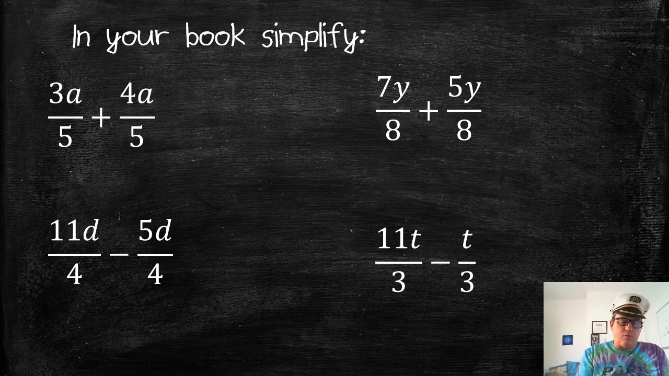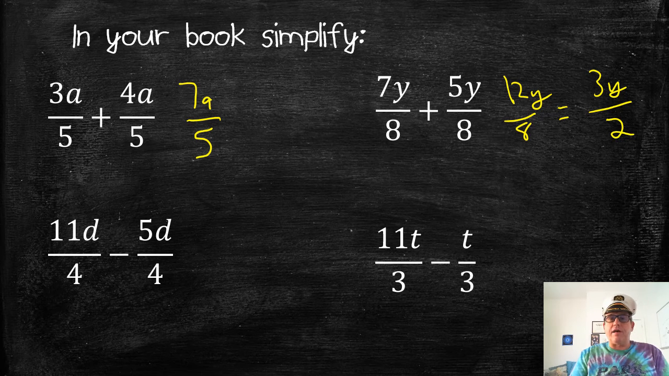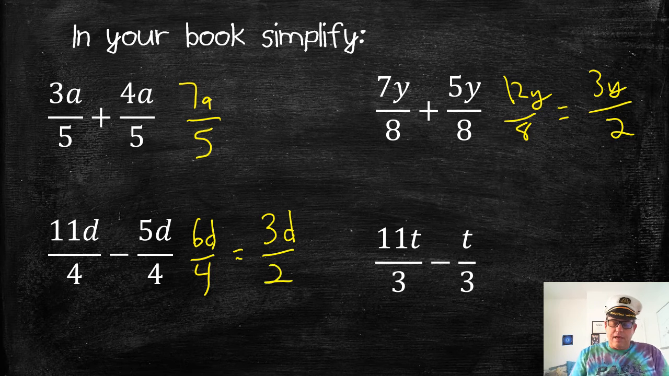3a plus 4a is 7a over 5. 7y plus 5y is 12y over 8. They can both be divided by 4, which leaves me with 3y over 2. Again, you have to simplify for full marks. 11d minus 5d is 6d over 4. I can divide both top and bottom by 2, which is going to leave me with 3d over 2. And the last one is going to be 10t over 3, and that one can't be simplified, so that's it.